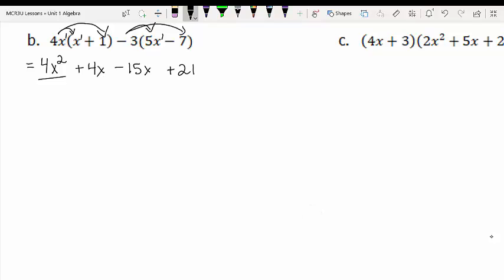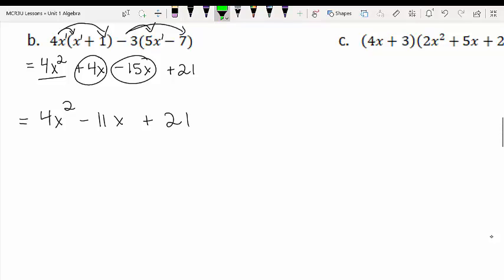Okay, now let's combine any like terms. So 4x and negative 15x are like terms. Okay, scan it from left to right. We are finished because there's no more like terms, and our terms are in decreasing order by degree, right? We've got an x to the power of 2, an x to the power of 1, and then just a plain number. So that's perfect.